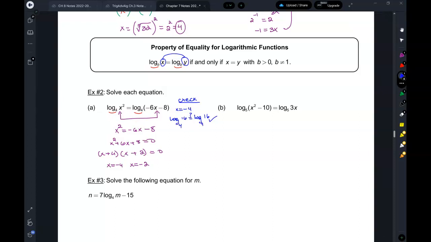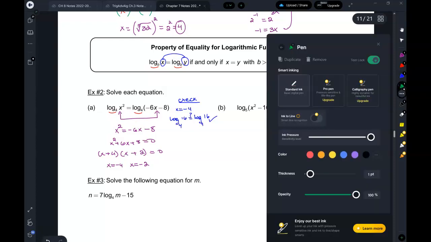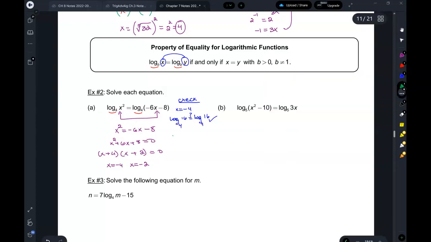So put the negative 4 in here. 24 minus 8. Okay, so now go ahead and do it for x equals negative 2. See if it works. So let's see if it works for x equals negative 2. Yeah, it does work. So yes, both of these are solutions. Okay, so let's do the next one.